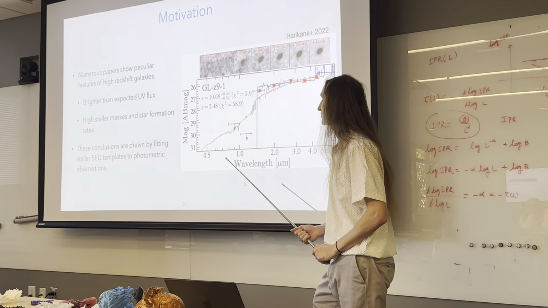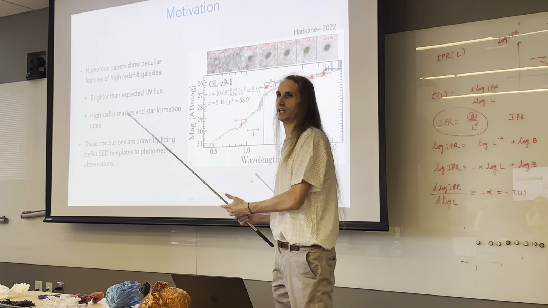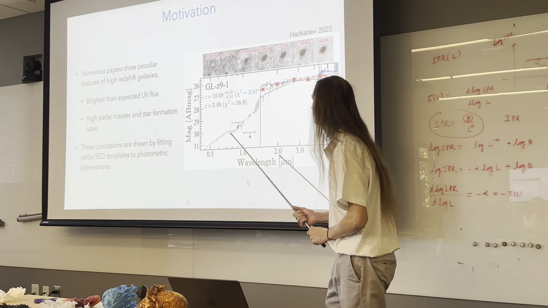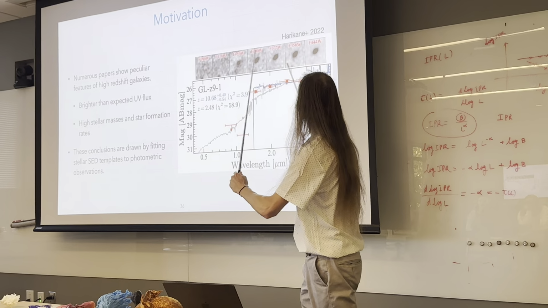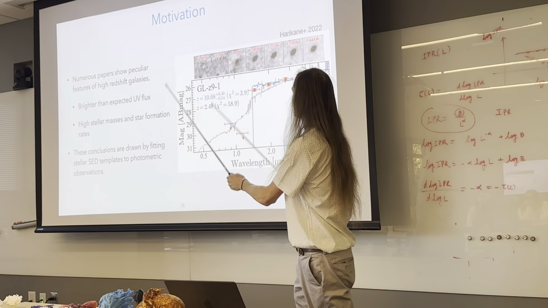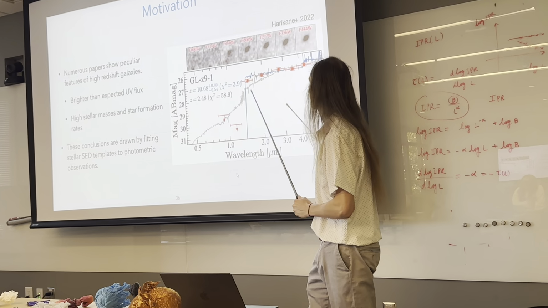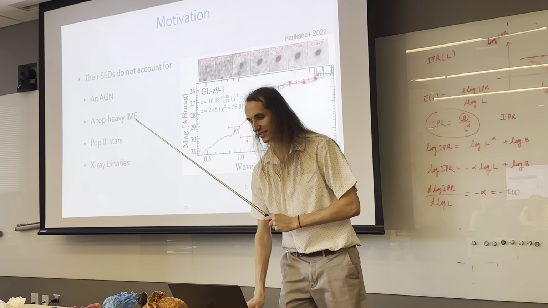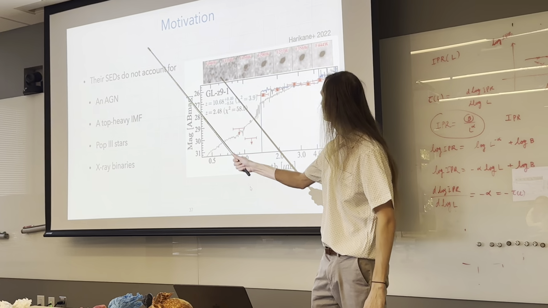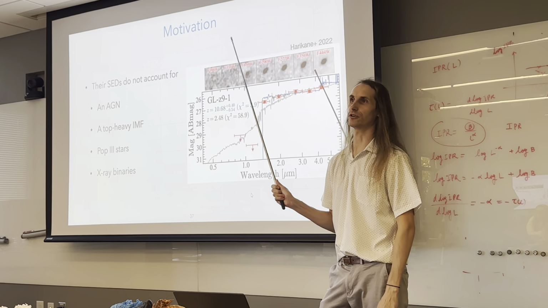So the question is, is there something new to be learned there about physics? Do we not understand how galaxies form in the early universe? Or is there something wrong with the detector? Or is there something wrong with how they're analyzing these data? We thought maybe there's something wrong with how they're analyzing these data. And that's because they're assuming that all of the light in these images is coming from the stars.